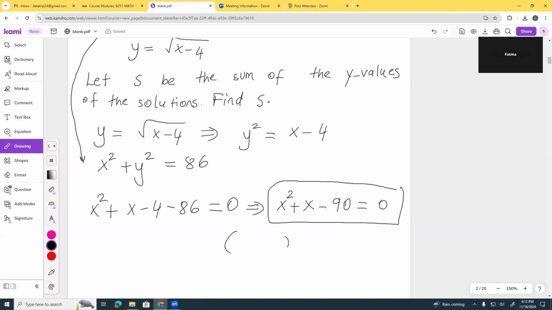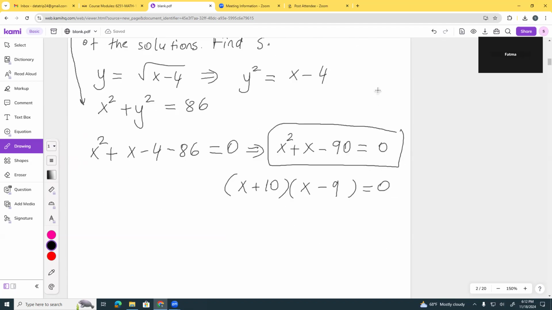Factoring. So we need to factor this. The number is negative 90, so I need two numbers. When I multiply them, they're negative 90, and when I add them up, their sum is just 1. What are those two numbers? Positive 10 and negative 9, because when we multiply them, it's negative 90. When we add them up, it's a positive 1, right? Therefore, the first factor is x plus 10. The other factor is what? x minus 9.